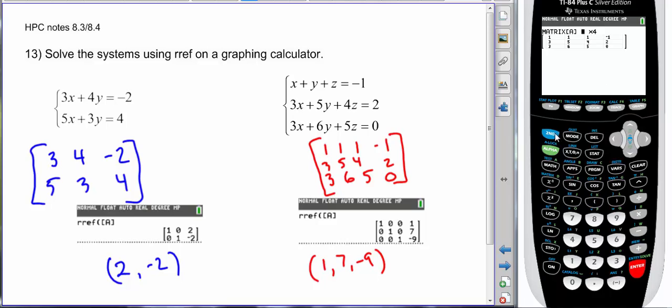You can take a look at my work here. I got x was 1, y was 7, z was -9. If you look at my calculator screen, I'll show you how I came about those numbers. You can see I've entered the matrix. It's a 3 by 4. You can see it still on the screen here. And then if we go back into that matrix menu, over to math, and then I'm scrolling up to B, which is reduced row echelon form, and I'm choosing matrix A. That's how I saved it, and you can see the results there.